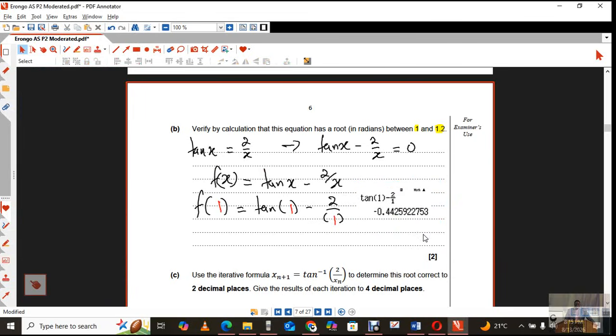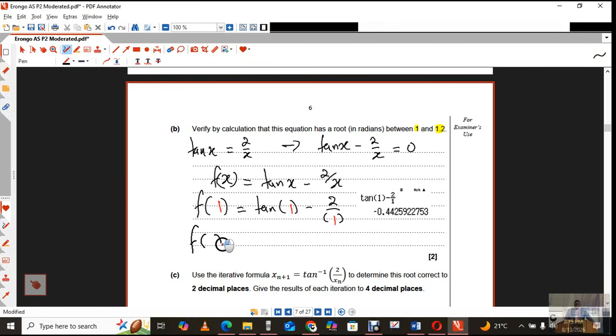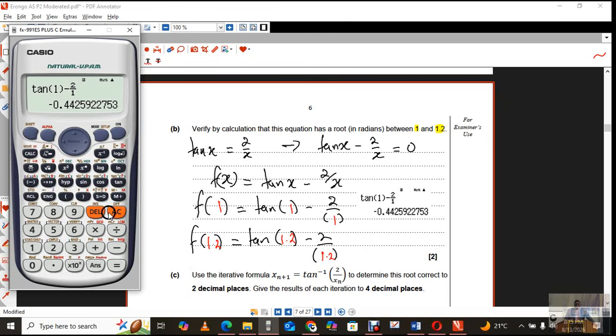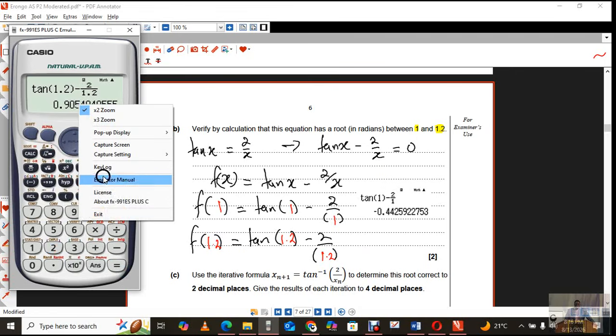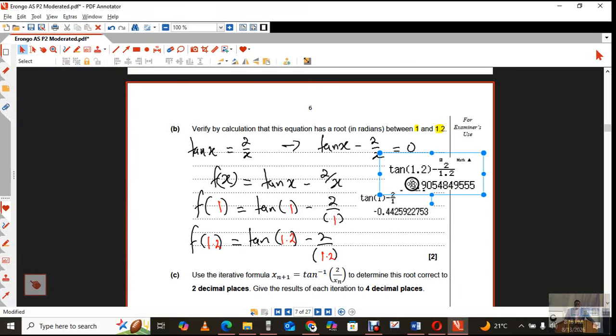Good. So let's then do the same and see what we get when we take f of 1.2, putting 1.2 into the function and seeing what that gives us. When I insert 1.2, the moment I get a positive number, then it means there is going to be a root. So I go back, and obviously 1.2. Good, I get a positive value. So let me take a screen capture of that. So it's positive.